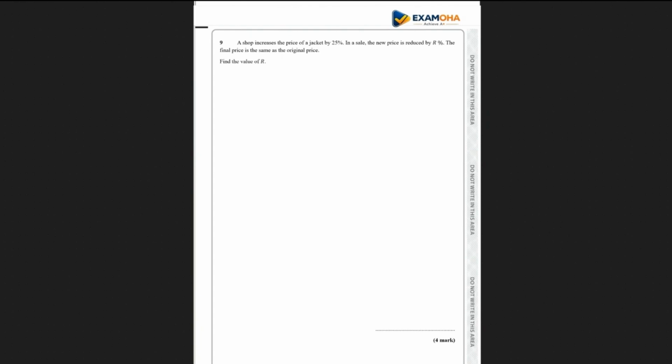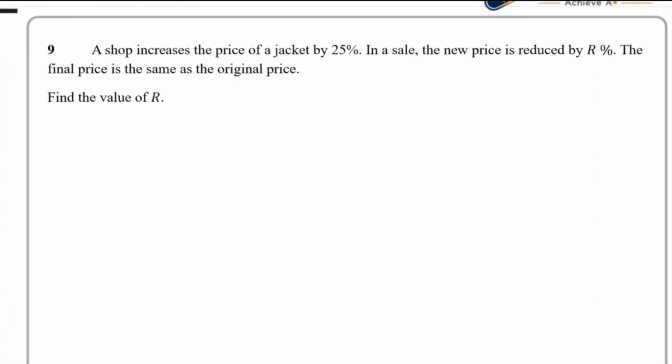And this question says a shop increases the price of a jacket by 25% in a sale. The new price is reduced by R%. The final price is the same as the original price. Find the value of R. So the point here, we can't find the original price in order to use the percentage here. In such questions, what we should do is assume the value of the price. So let's start, for example, and take an easy number.